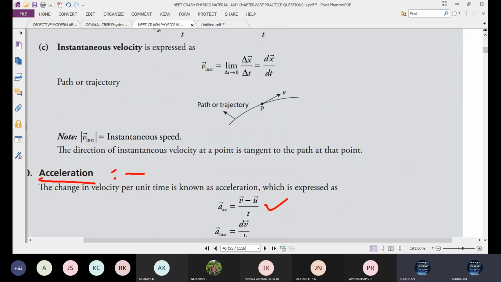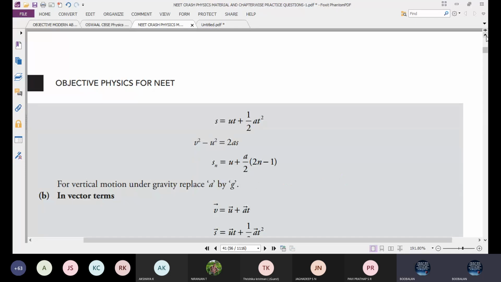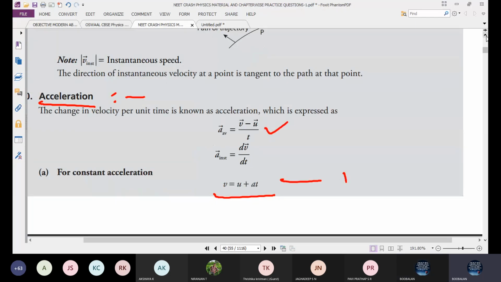Okay, so up to that, take notes. Acceleration definition and formula. Next, SI unit: meter per second square. Dimension formula: M power 0, L power 1, T power minus 2, and this is a vector quantity.